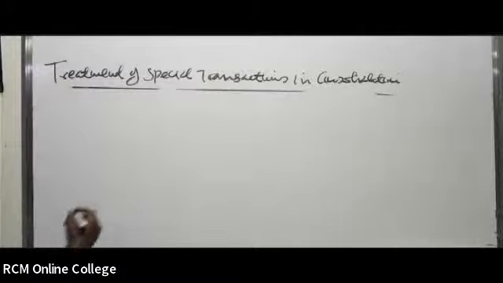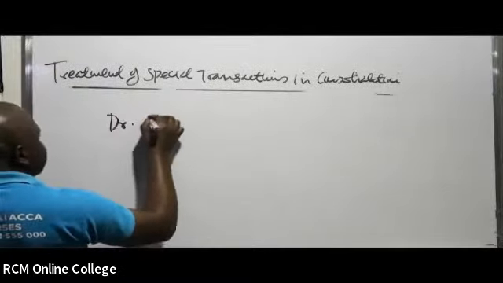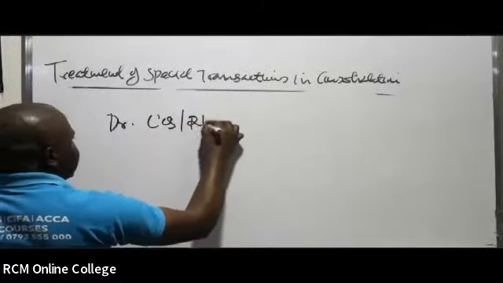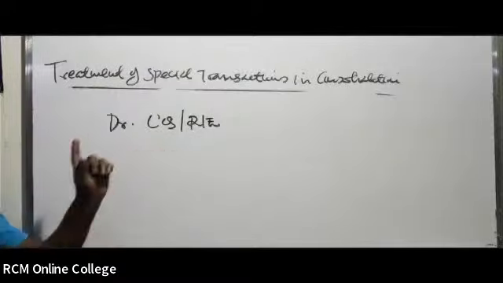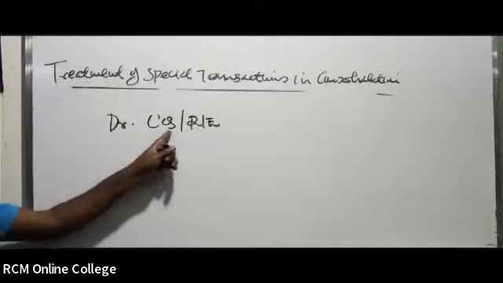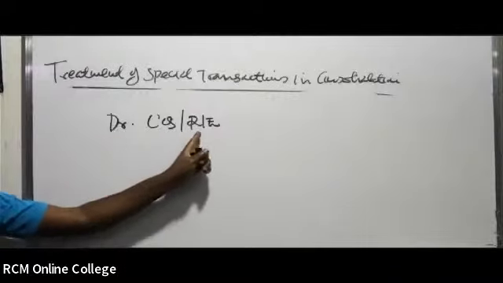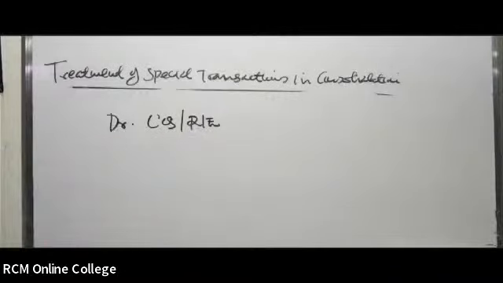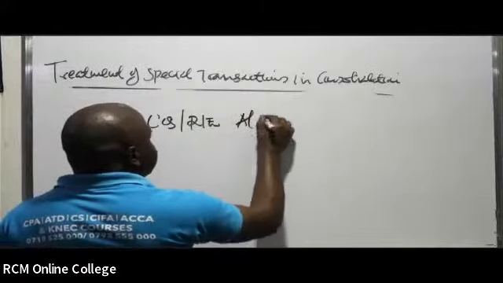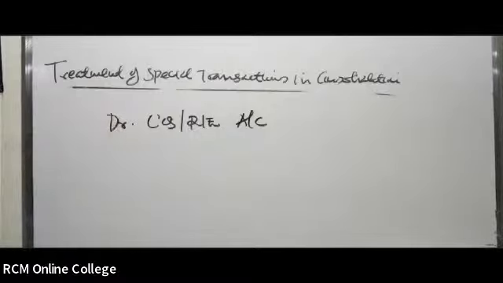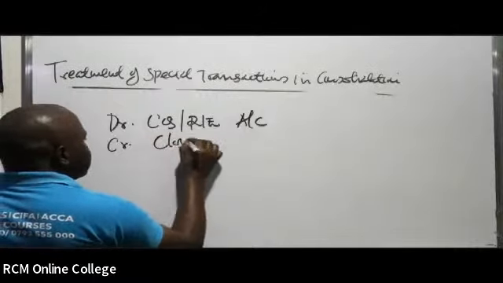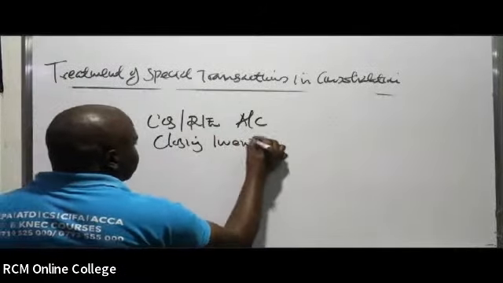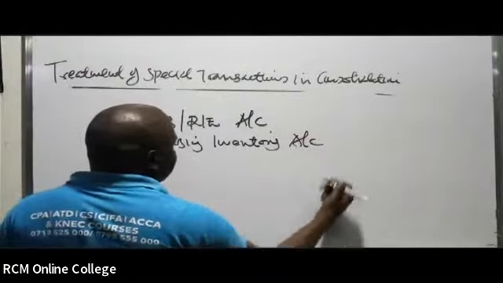You say debit cost of sales. You will debit the cost of sales, or in this case, the retained earnings account, because it's a profit you've not realized. It's like an expense, and therefore it is having to increase your cost of sales. Or you debit the retained earnings account. You debit the cost of sales or retained earnings account, and you credit the closing inventory account.